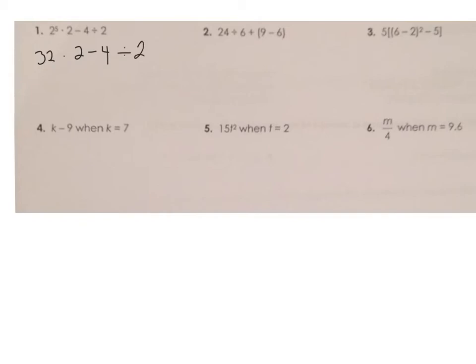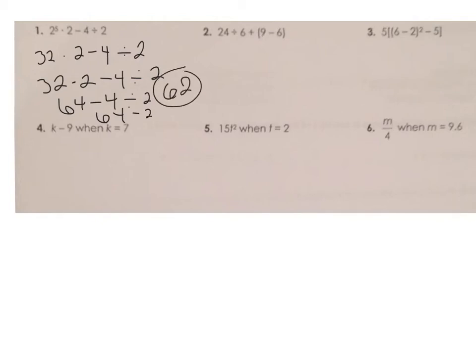So no parentheses, no exponents. Multiplication or division. We have 4 divided by 2, which is 2. I also have times 2. I guess I could have done that one first. So 32 times 2 is going to be 64 minus 4 divided by 2. 4 divided by 2 is 2, so I get 64 minus 2. That gives me 62 as the answer.